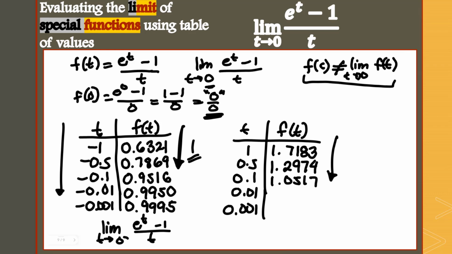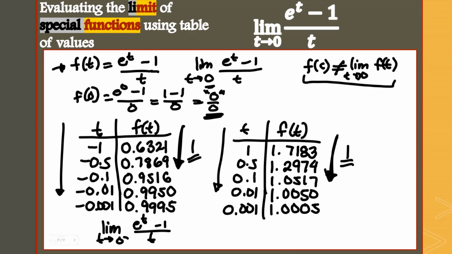You have 100ths or 0.01, plugging that in our calculator for this given function, you will have approximately 1.0050, that's in 4 decimal places. And finally, for 1000ths or 0.001, you have approximately 1.0005. Now, as t approaches 0 from the right, you will get a value of f of t getting closer to 1 as well.